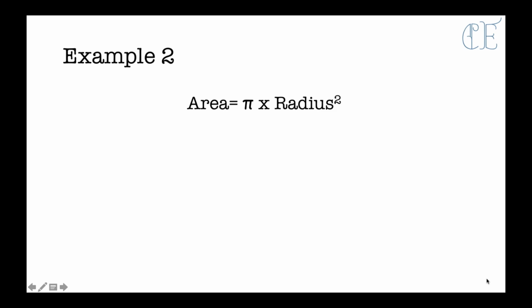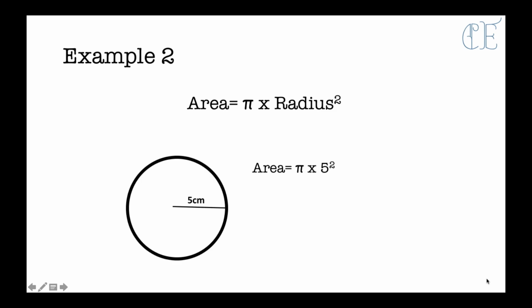Okay, so let's have a look at another example. Here we have a radius of 5. So we need to do pi times 5 squared. Well, 5 squared is 25, so pi times 25 is 78.55. And that would be centimetres squared, and to 2 decimal places this time.